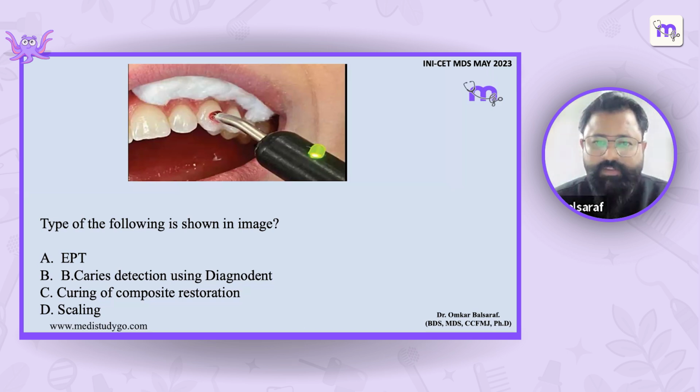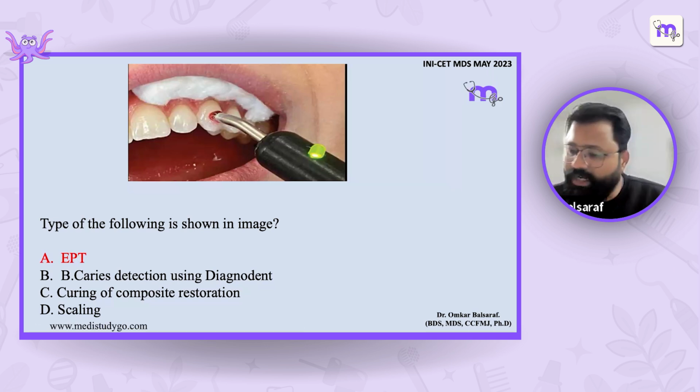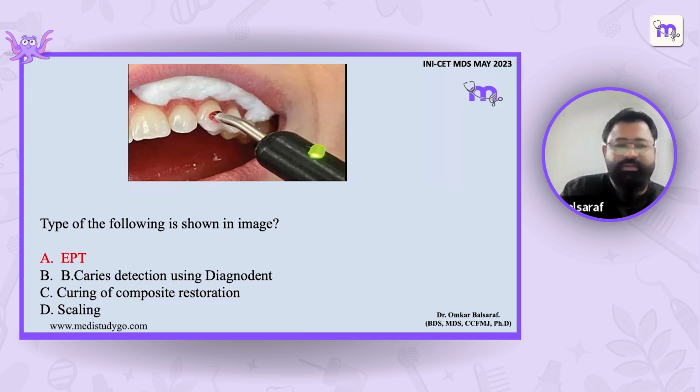There is a device with a light on it. You can see a yellow light here, and then you have some electrode that is being placed there. You can see the isolation of this tooth is also done. So definitely it is not caries detection using Diagnodent. It is not such kind of machine. Curing of composite restoration, you would have seen a blue light here, right? Scaling is not done in this manner. So definitely it is going to be electronic pulp testing. Yes, all of you have guessed it right. Very good.